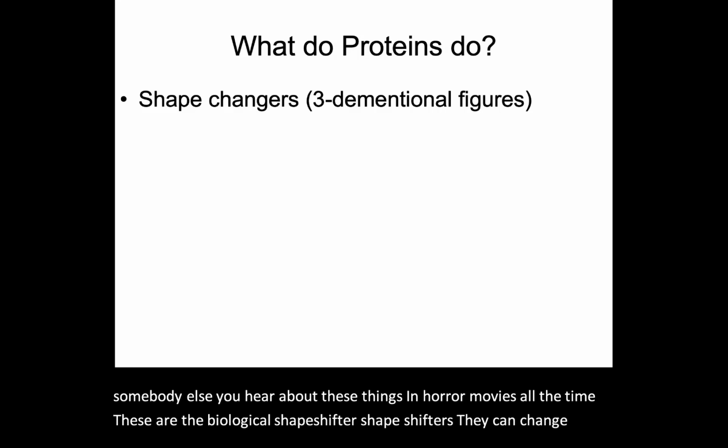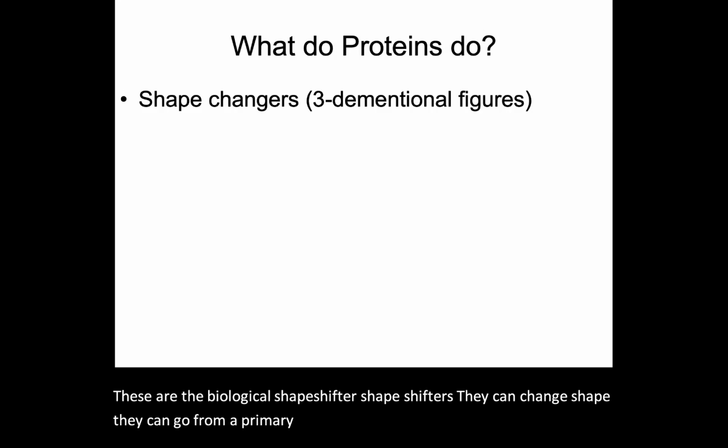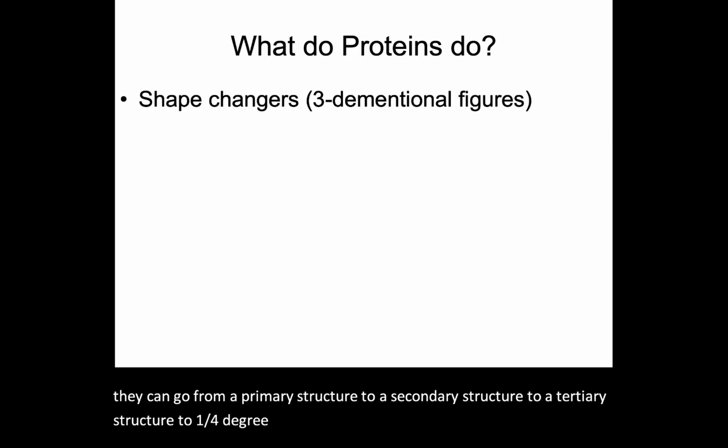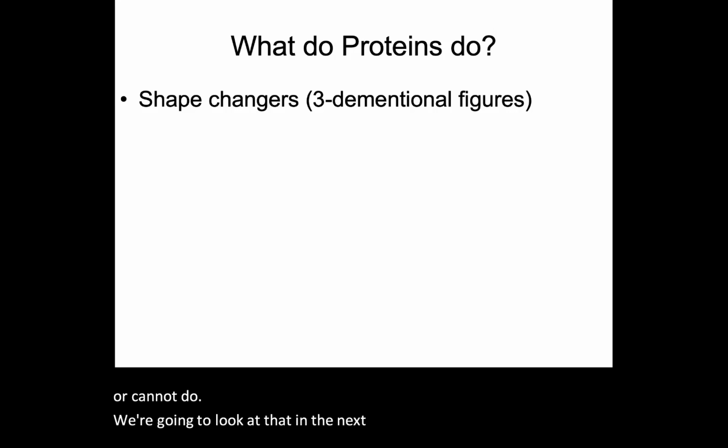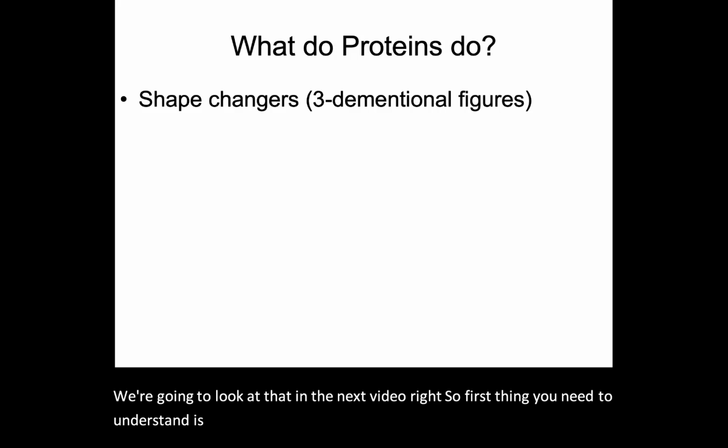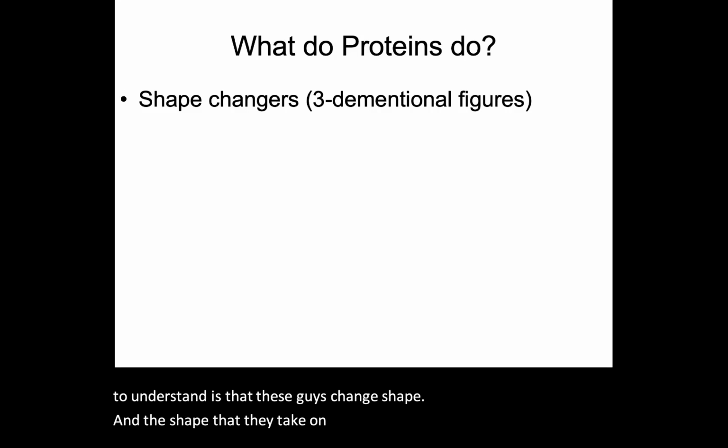They can go from a primary structure to a secondary structure to a tertiary structure to a 4th degree structure known as a quaternary structure. And their shape determines their personality. It determines what they can or cannot do. We're going to look at that in the next video. So first thing you need to understand is that these guys change shape. And the shape that they take on determines and defines what it is that they can do.